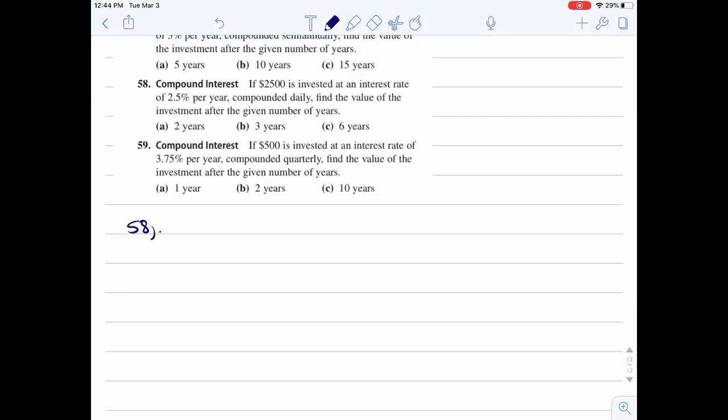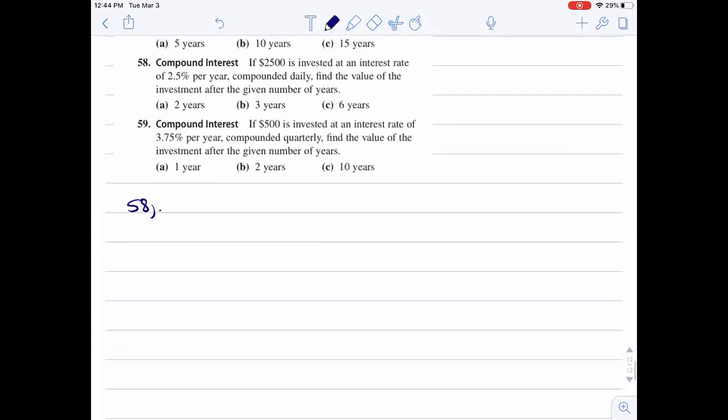So we need to map all the information that we're given to the formula that we have, right? So if $2,500 is invested at an interest rate of 2.5% per year, remember, you have to convert that to a decimal, so you have to divide it by 100. Compounded daily, oops, I was wrong, but that's 365, right? N is 365. Find the value of the investment after the given number of years.